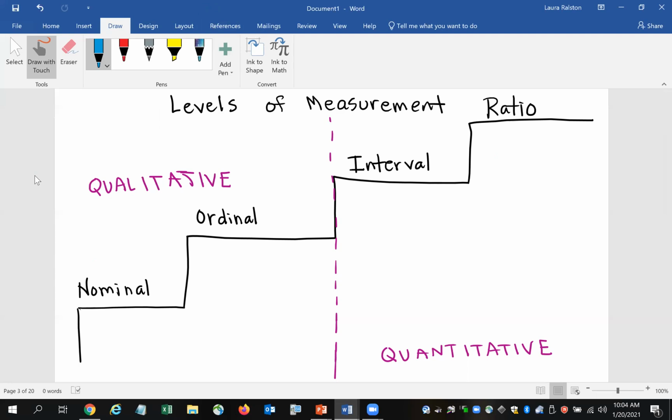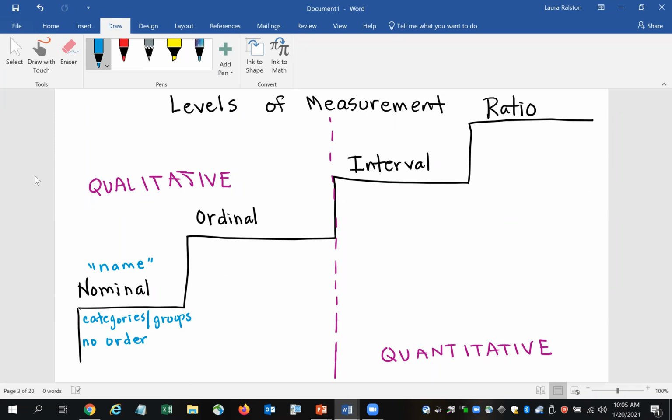Nominal, and you may not know this, but nominal is the adjective form of the noun name. So at the nominal level, these are simply categories or groups. There's no sense of order. One group is not necessarily better than another.